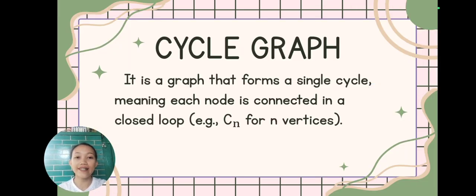Next is cycle graph. A cycle graph is a graph that forms a single cycle, meaning each node is connected in a closed loop. So it is a single cycle, and it does not go back. For example, if A goes to B, it does not go back to A from B. So A, B, C, D. It is a single cycle, meaning each node is connected in a closed loop. So this cycle is in a closed loop.